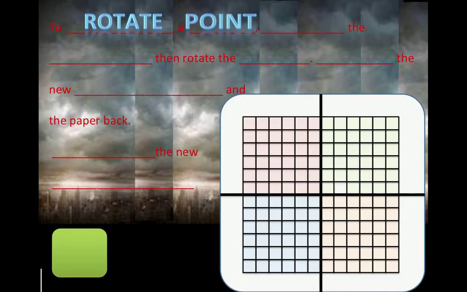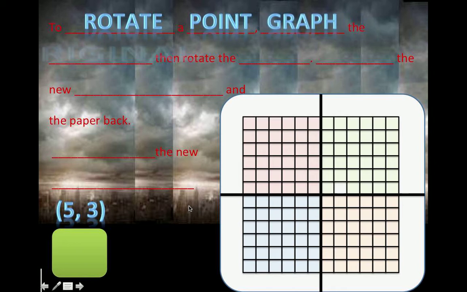To graph a point, there's a very specific pattern we're going to follow. We're going to start with this point 5, 3. We're going to do an example as I explain this, and there will be several more examples after this. So, to rotate a point, we want to graph the original first. So we're going to go ahead and graph this point 5, 3. So we go forward 5, up 3, and we have our point right here.